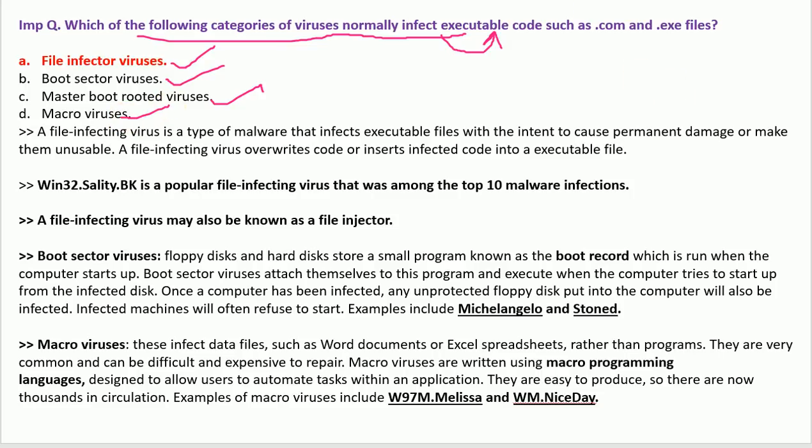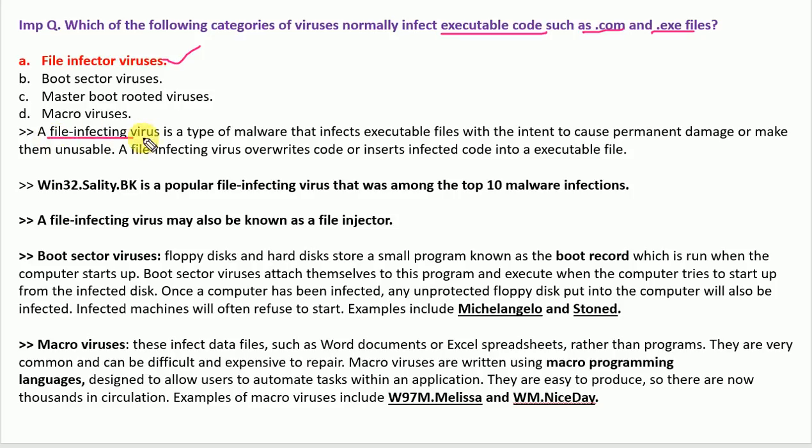Okay, so these four viruses are first of all very important. You should have a better understanding of the definition of each virus. For a particular question, which virus affects basically executable code like .com or .exe files, the answer would be file infector viruses. Okay, so let's first discuss each and everything.